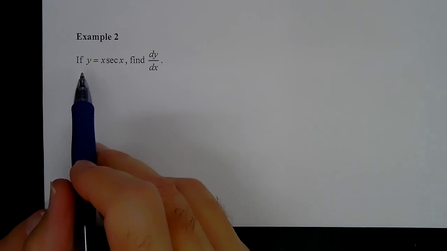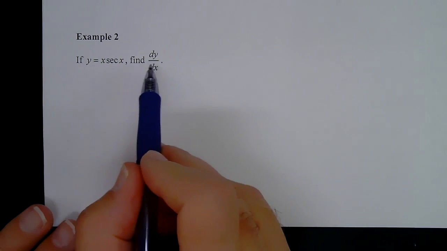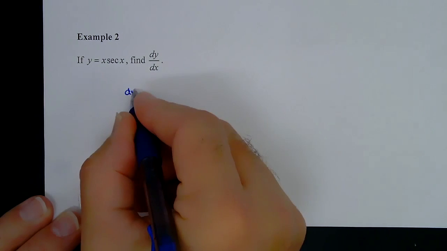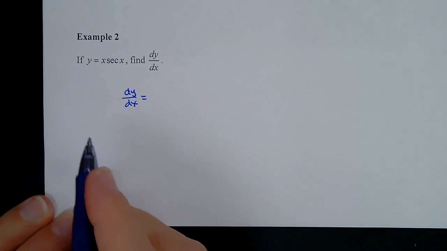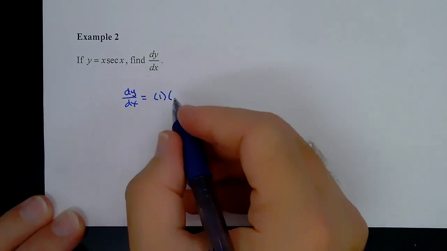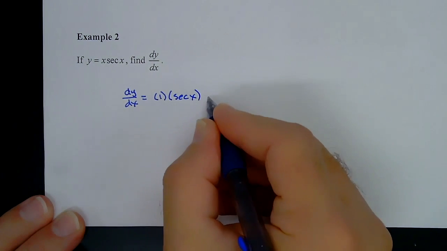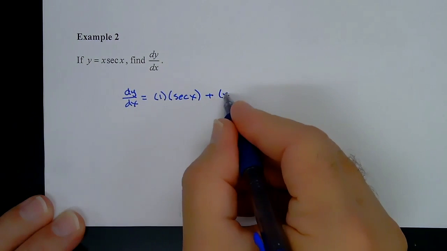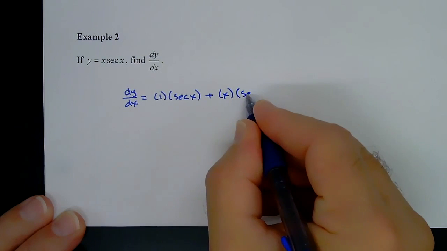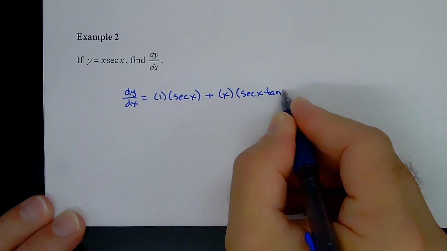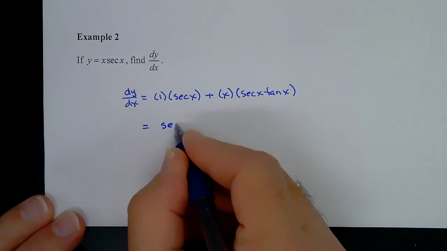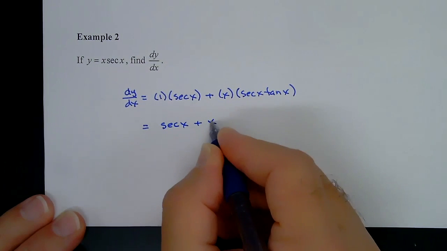So for example 2, we have y is equal to x secant x, and I want to find the derivative of that. So this is a product, so I'm going to have to apply the product rule. So dy over dx is equal to the derivative of x, which is 1, times secant x, plus x times the derivative of secant x, which is secant x tan x.